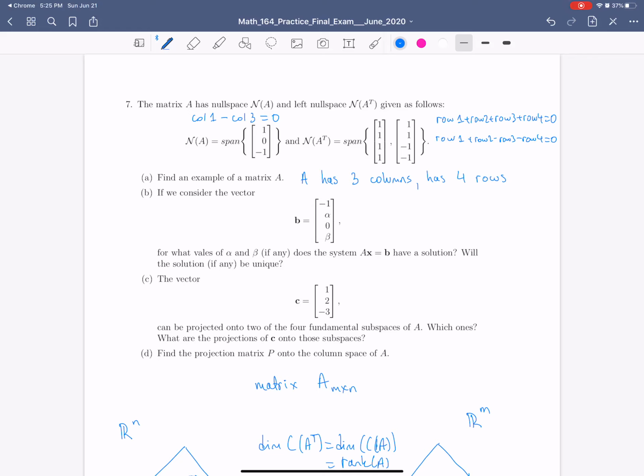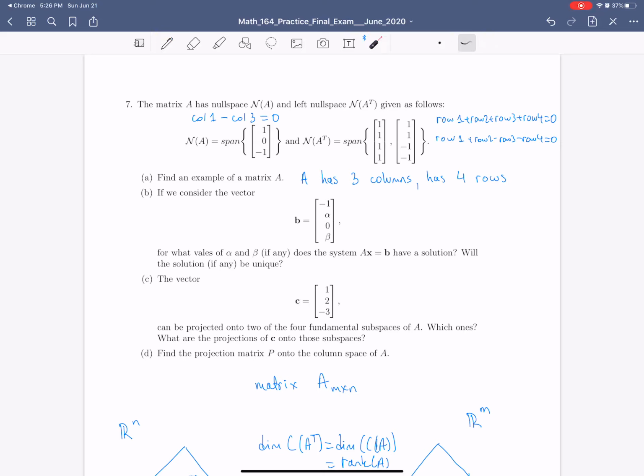Now, part B does not depend on you solving part A. So we're not going to use A at all to solve part B. If we consider the vector B here, for what values of alpha and beta, if any, does the system AX equal to B have a solution? Will the solution, if it exists, be unique?